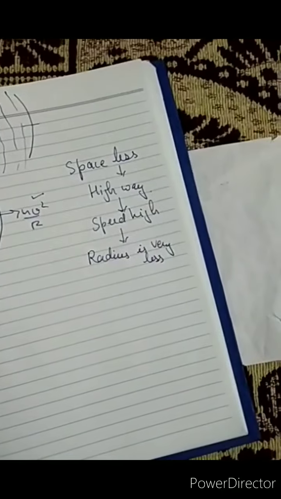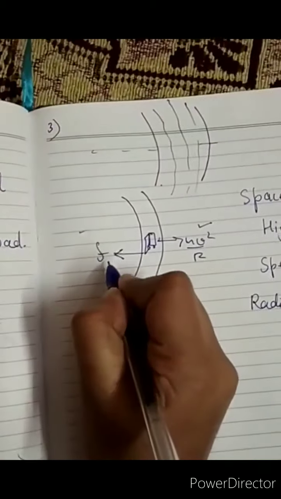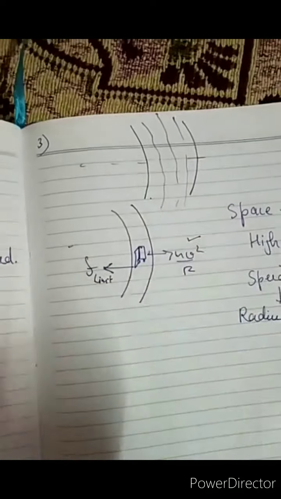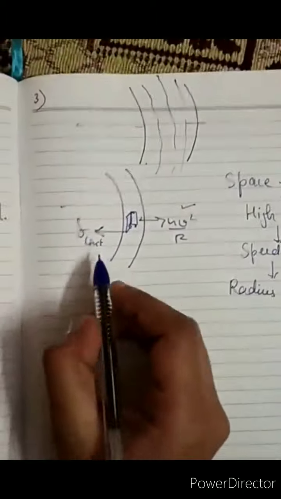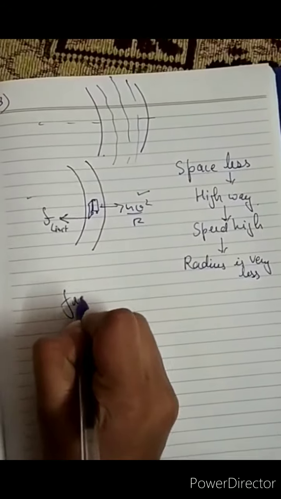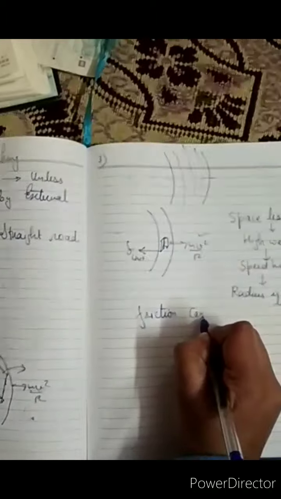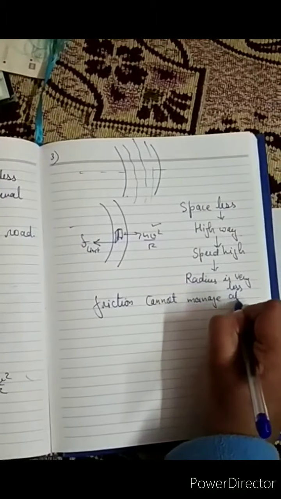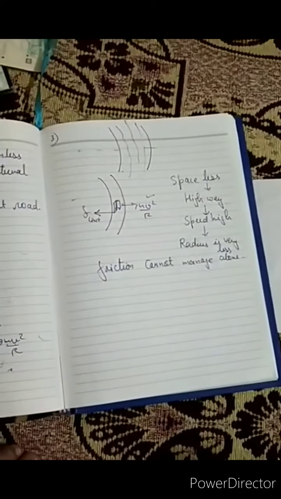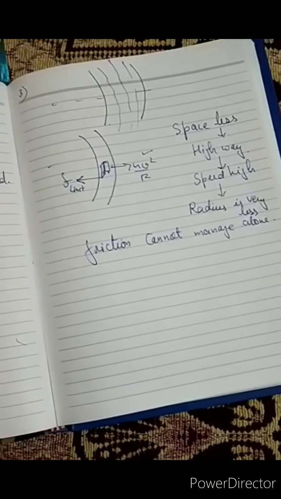The friction cannot manage mv square by r, because friction is a limiting friction according to this value. So friction also has a limit. It cannot manage alone. Friction cannot manage alone.